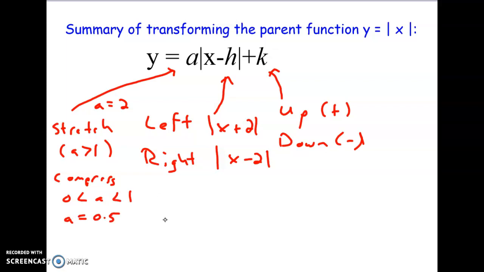And then the final thing that A does is it can reflect. Okay, so if it's on the outside here, if you have like a -1 outside there, it's going to reflect over the x-axis. Okay, and if it was on the inside with x, then it would reflect over the y-axis. All right, so that's pretty much it. So the rest of this lesson is just going to be questions along those lines, and you can use this little setup here as your guide if you're not sure.